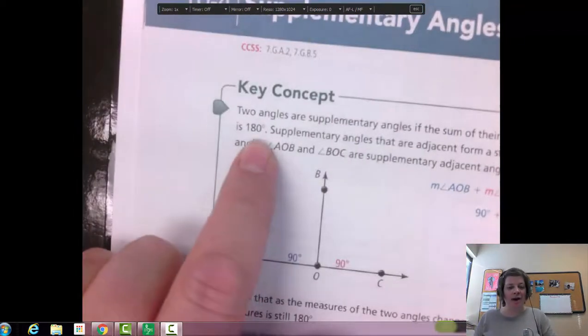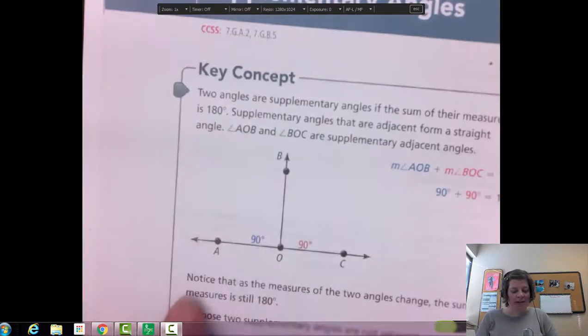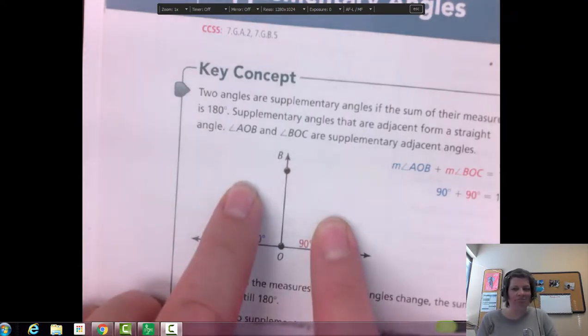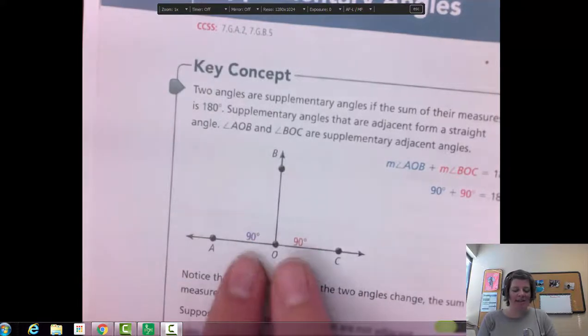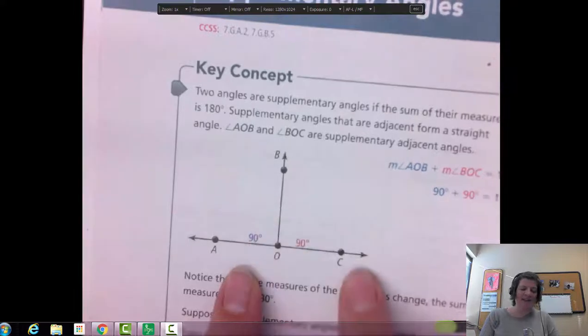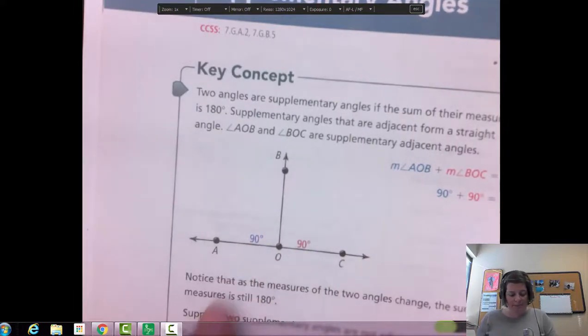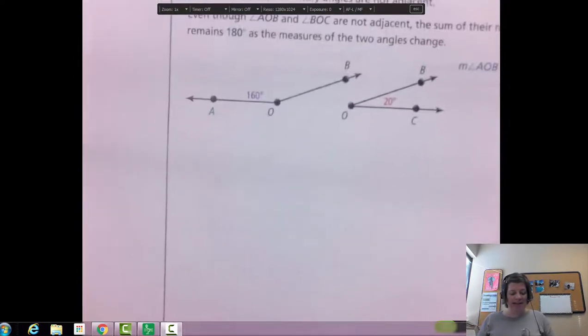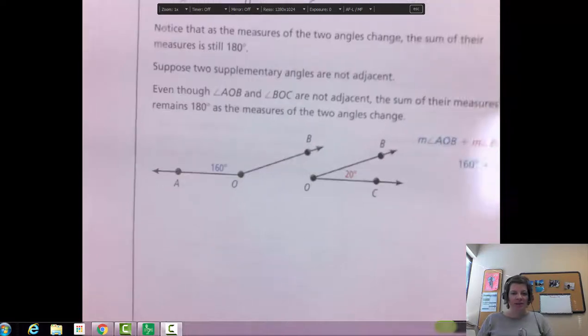It adds to 180. So look, we know if you have a straight line, that's 180. So doesn't it make sense that these two would add to 180? So those are supplementary angles. AOB and BOC are supplementary. So everything we did in the last section, we're going to do again, but this time we're going to use the idea of supplementary.